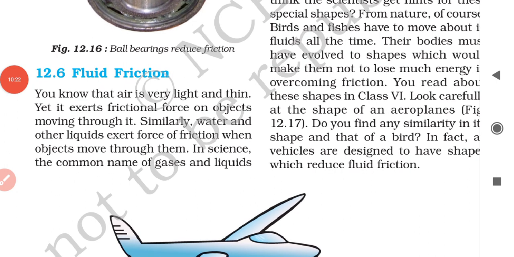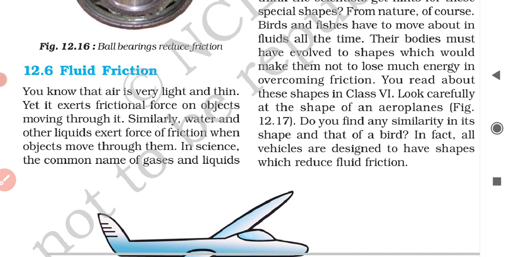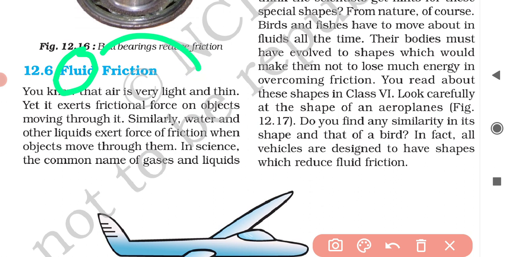Then the last topic left is fluid friction. We'll complete this chapter today, and from the next day we will be giving you the questions and answers from this chapter. So, fluid friction. To understand fluid friction, you first have to know about fluids. What do you mean by the term fluid?